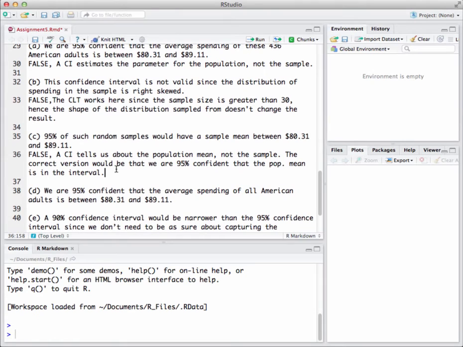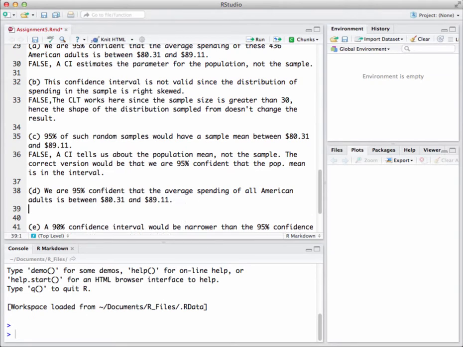Let's go take a look at part D here. We are 95% confident that the average spending of all American adults is between $80.31 and $89.11. Got your answer? Ready to go? Okay, so this one is true. This is the definition of a confidence interval. In many ways, I mean, there's more to it than that, obviously, but this is basically the golden sentence that we want to know.